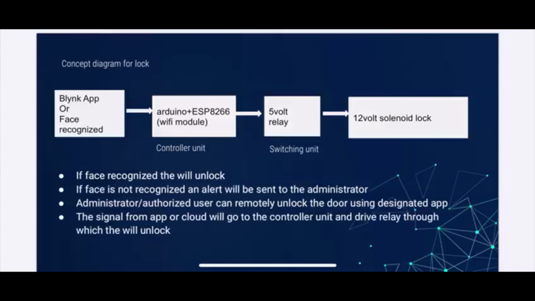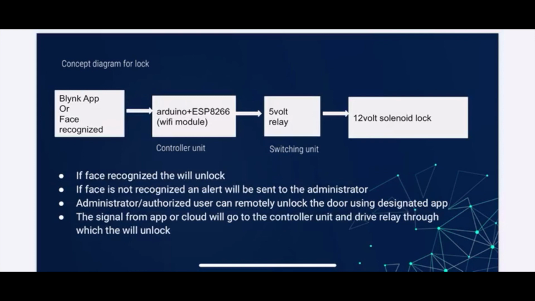Our final stage is our app-controlled lock. We are using facial recognition to allow access to authorized individuals, and if the face is recognized, then the lock will unlock, and if not recognized, then an alert will be sent to the administrator, and the administrator can remotely unlock the door using the Blink app.